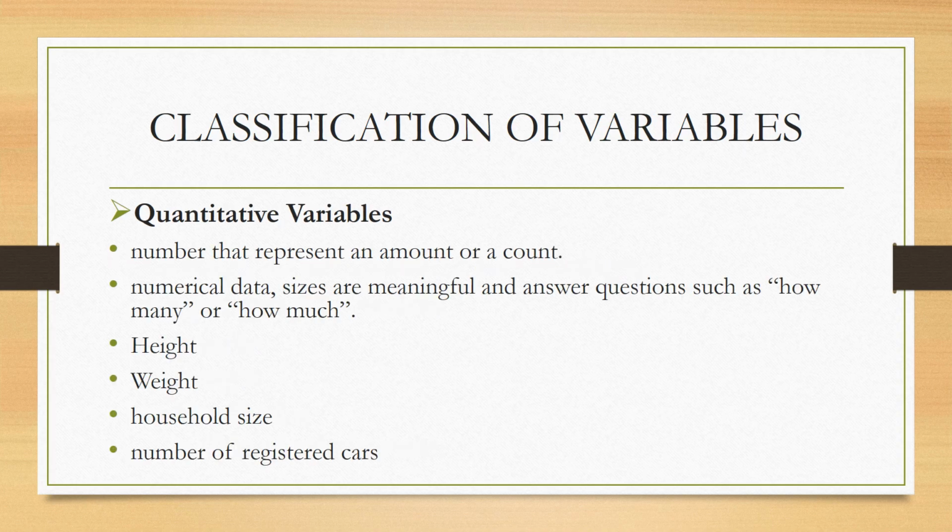The other classification of variables is quantitative variables. Quantitative variables are numbers that represent an amount or a count. Numerical data, sizes are meaningful and answer questions such as how many or how much. Examples: height, weight, household size, and the last is number of registered cars.